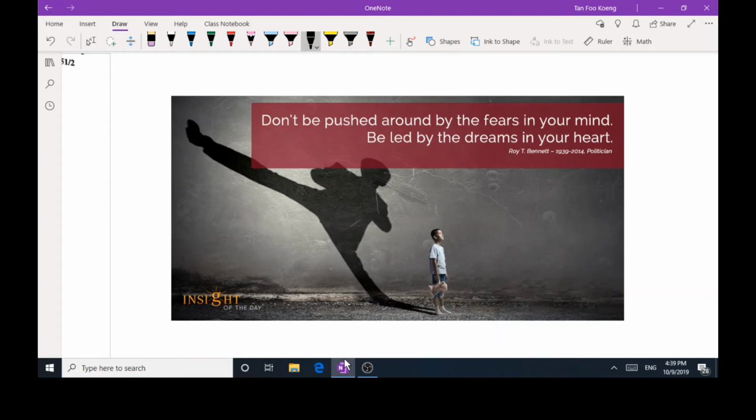Before we start our lesson today, let's look at a quote. Don't be pushed around by the fears in your mind. Be led by the dreams in your heart. Now, it is shared by a politician.